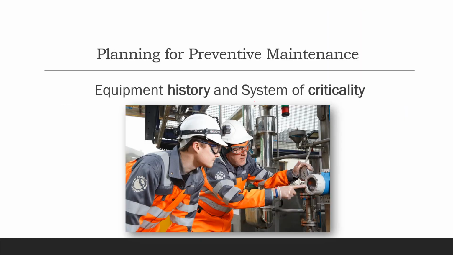Planning for preventive maintenance. So, equipment history and system criticality. Here you can see manufacturing systems, and these guys belong to the maintenance department, and they're checking the pressure right here. So again, we do these checkpoints depending on the equipment history and then the system criticality.